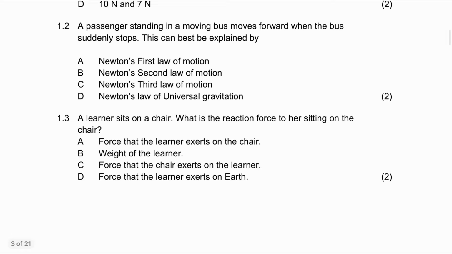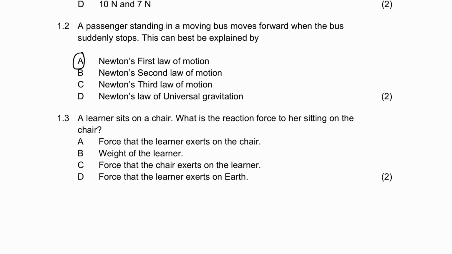Moving on to question 1.2. A passenger standing in a moving bus moves forward when the bus suddenly stops. This can be best explained by, and this is just us knowing the definition, Newton's first law. Newton's first law basically says that when an object is stationary or moving at constant velocity, it's going to want to remain in that state unless acted upon by a net force.